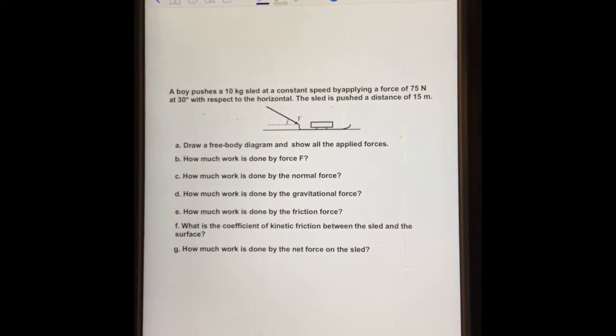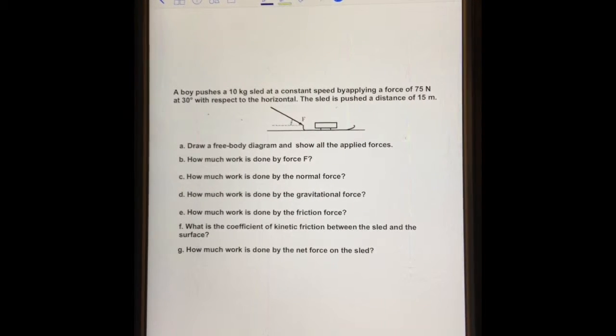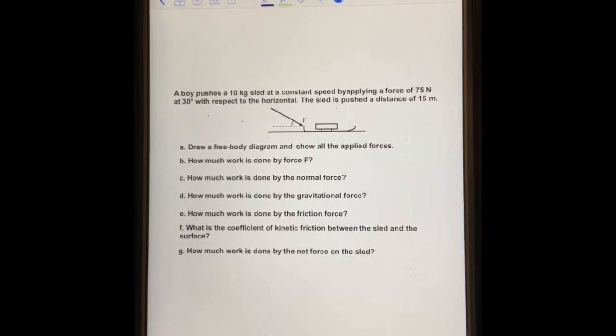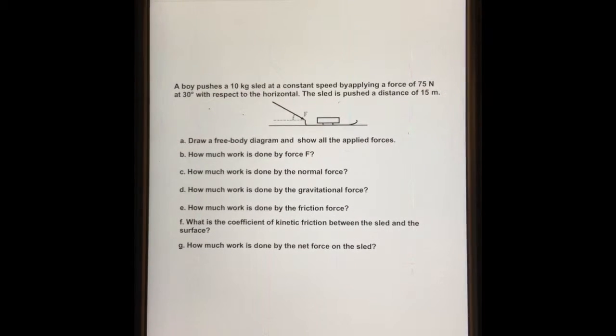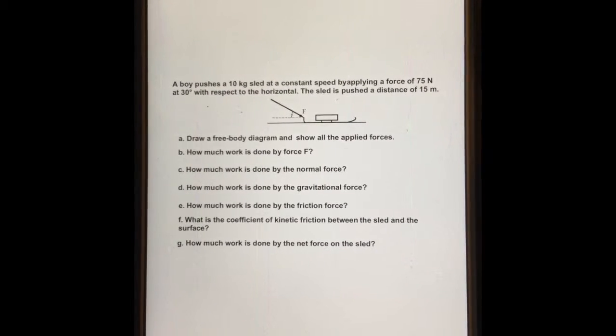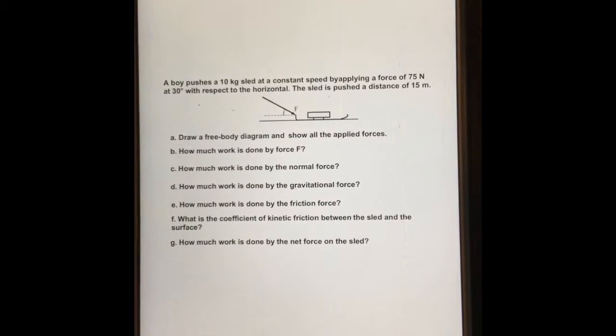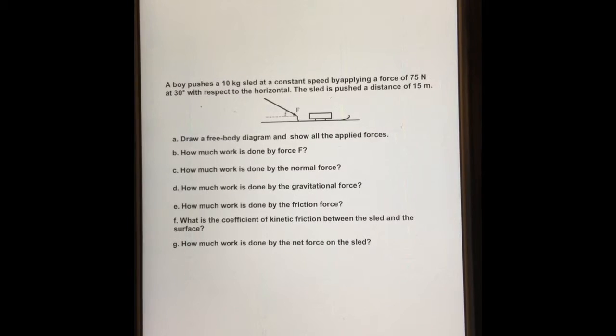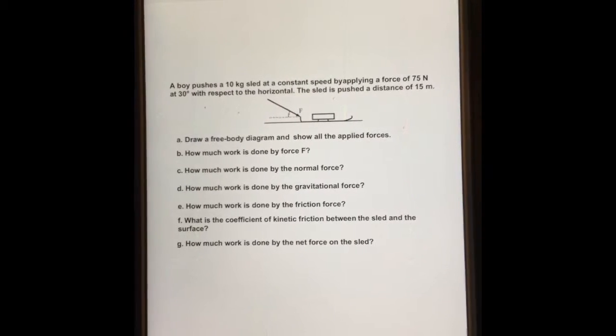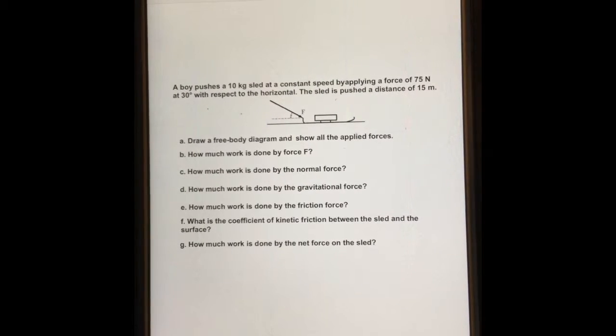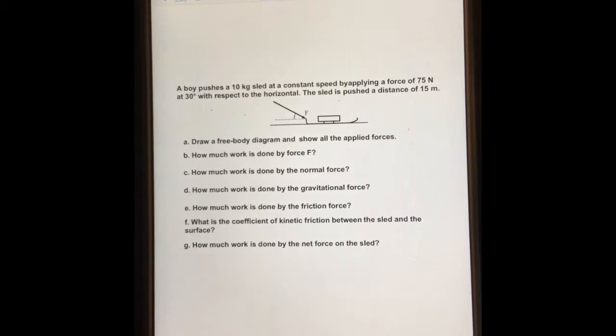We must draw a free body diagram and show all the applied forces, find out how much work is done by force F, find out how much work is done by the normal force, find out how much work is done by the gravitational force, how much work is done by the friction force, what the coefficient of kinetic friction between the sled and the surface is, and finally how much work is done by the net force on the sled.